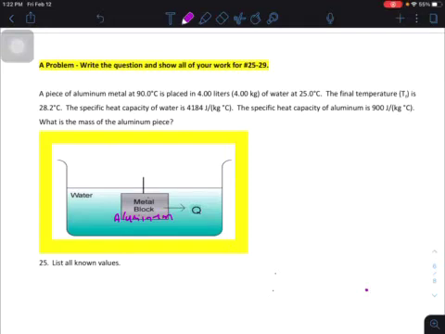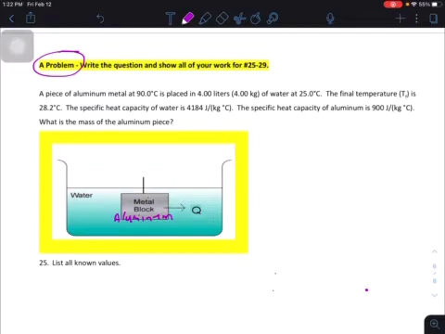All right, POE students, this is the last problem in these heat transfer problems, problems numbers 25 through 29. Again, you will notice that this is an A problem, which means if you want to get an A in the class, you need to be able to do this kind of problem.